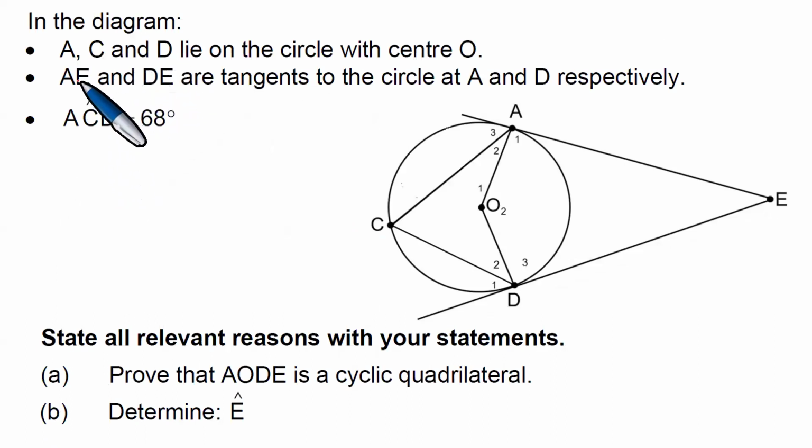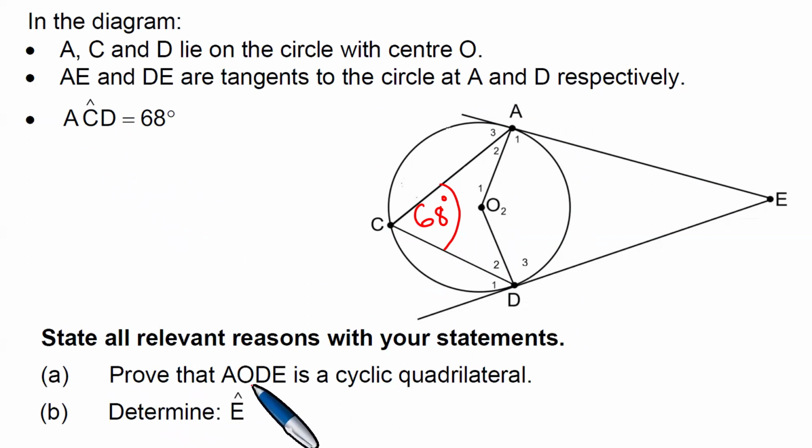Right, in the diagram, A, C and D lie on the circle with center O. Here is the center of the circle. AE and DE are tangents. You can see AE and DE are tangents to the circle at A and D respectively. Angle ACD is 68 degrees, so you can see ACD, right? So this angle here is given as 68 degrees. Just take note of that. State all relevant reasons with your statements.